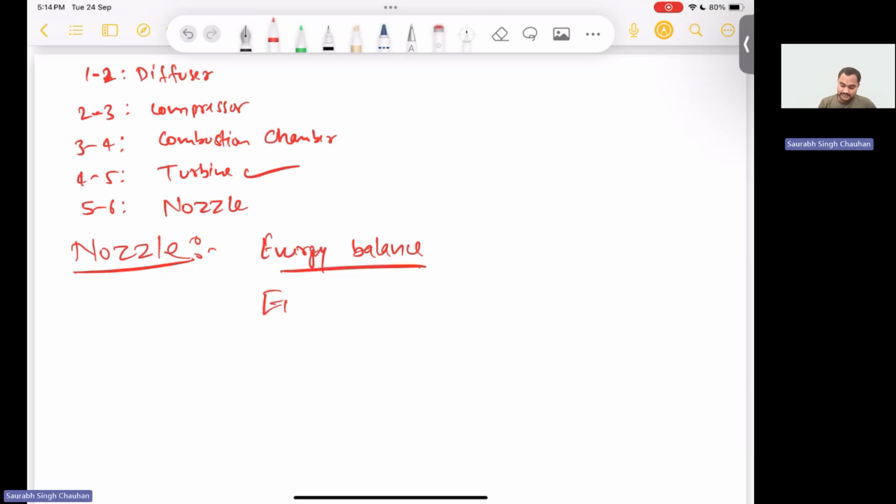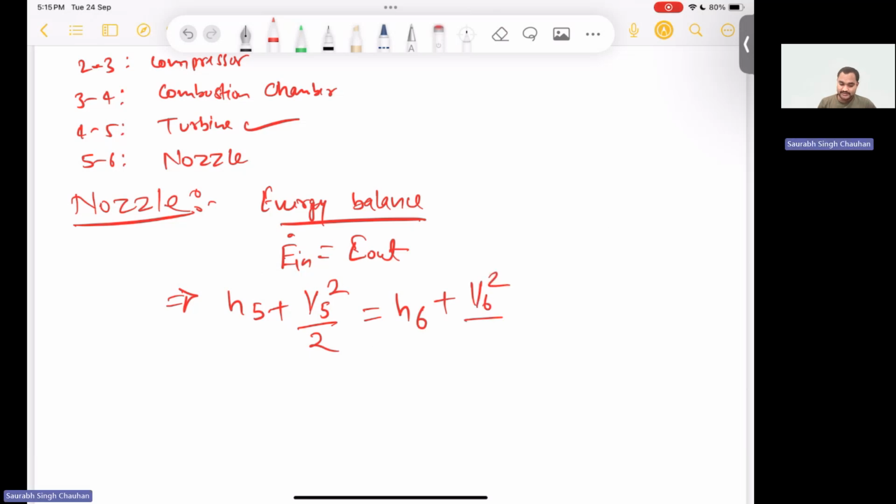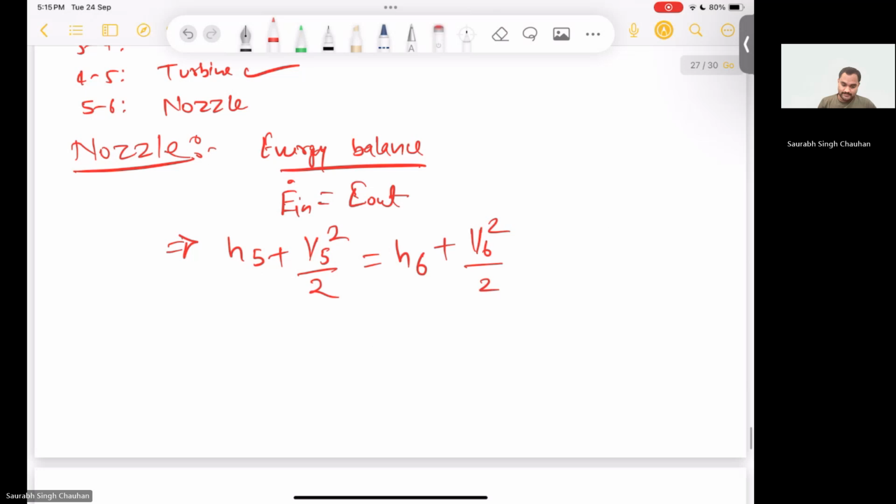So energy in equal to energy out. Okay. So for energy in, we can write H5 plus V5 square by 2 is equal to, at outlet, we can write H6 plus V6 square by 2. Okay.